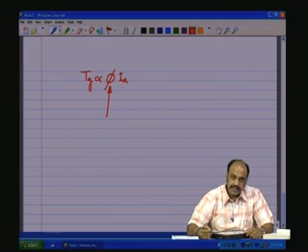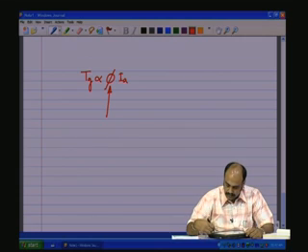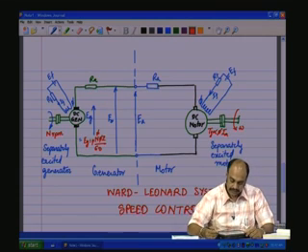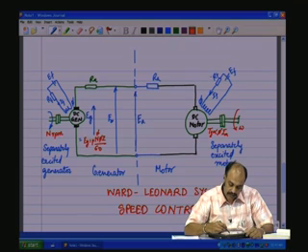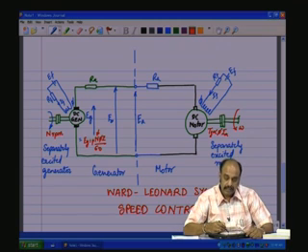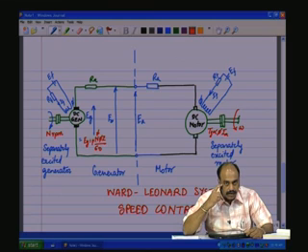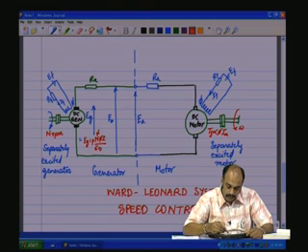Now, how do we change phi? Changing phi is not a difficult issue. You see that we have a circuit here which is generating the field or the excitation. So, there is a source EF and that EF is passed through RF and the current IF or the field current is flowing through the field coils.